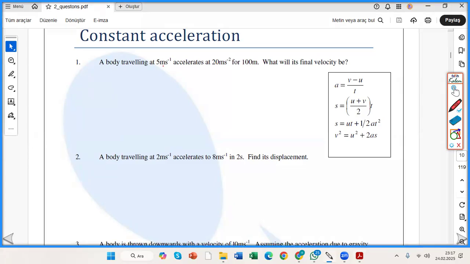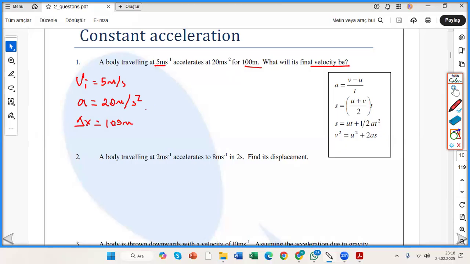For instance, firstly, you are given that a body traveling at that velocity. Okay, so it is our initial velocity. So v initial is 5 meters per second. Okay, and then we are given the magnitude of acceleration, and acceleration is 20 meters per second squared, and then we are also given the displacement, and displacement is 100 meters. Okay, then we are asked to find the final velocity.